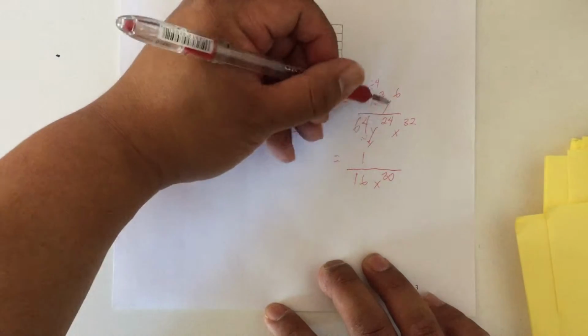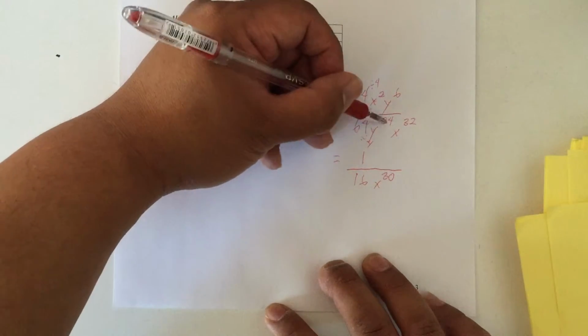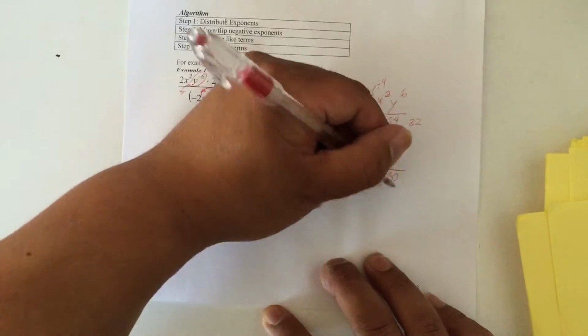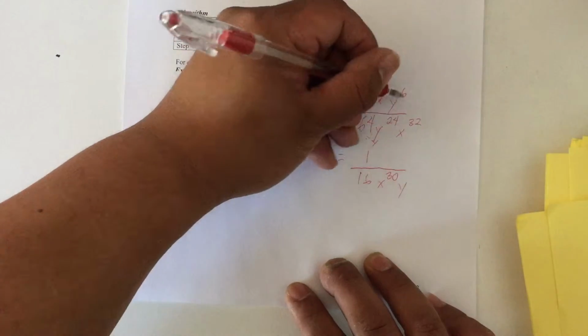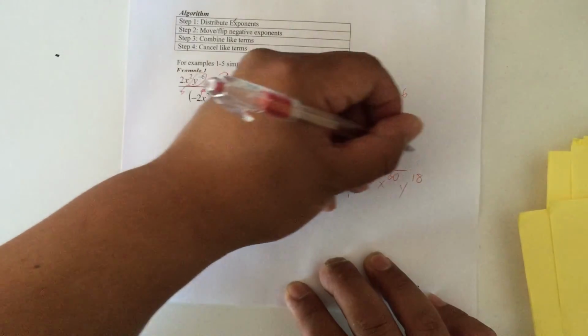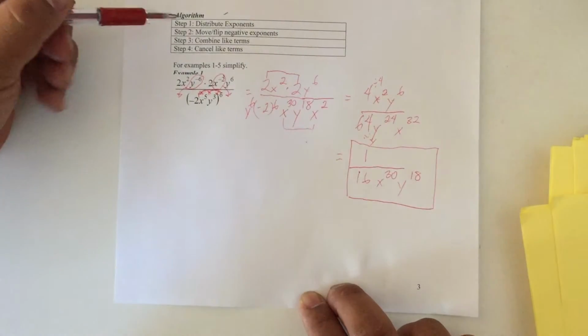We're going to do the same thing with the y's. There are 6 y's on the top, 24 y's on the bottom, and since we're going to subtract, since there are more y's on the bottom, there's going to be y's remaining on the bottom, and 24 minus 6 is 18. Nothing else to simplify. That is your answer. Follow those 4 steps.